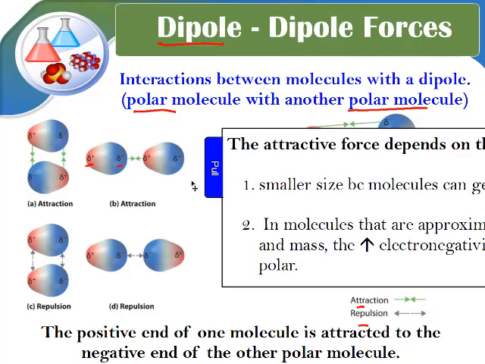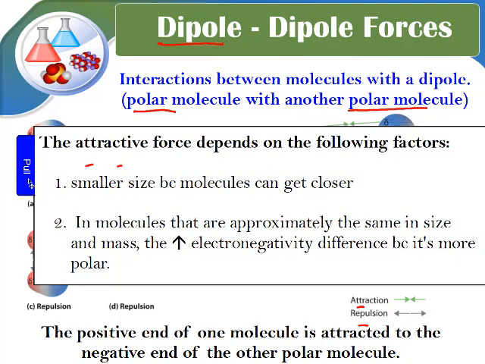For dipole-dipole attractions, their attraction depends on two things. One, smaller size. The smaller the molecules are, or smaller the atoms in the molecule are, the closer they can get to each other. And for molecules that are approximately the same size, we're going to look at electronegativity. The higher the electronegativity difference, the more polar it is, the stronger the attraction. Remember that for electronegativity, the further up and to the right it was, the more electronegative it was. So first we look at size, and then if they're roughly the same size, we want the more electronegative one.